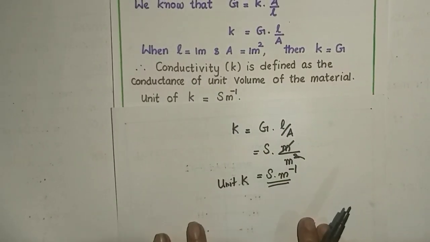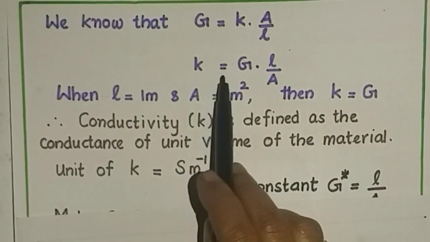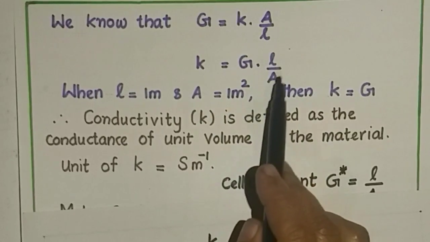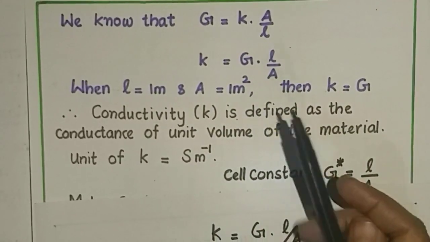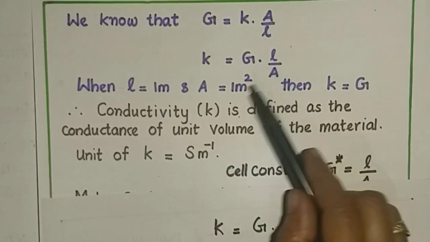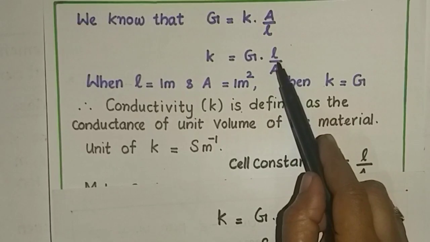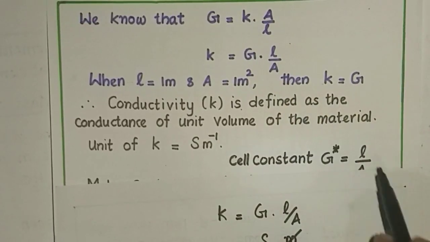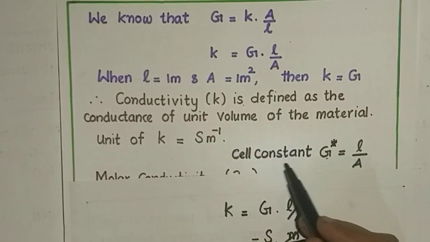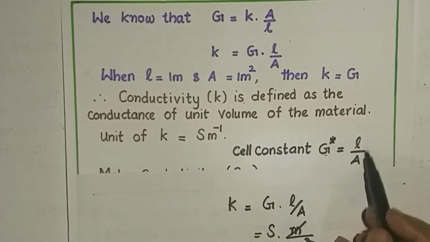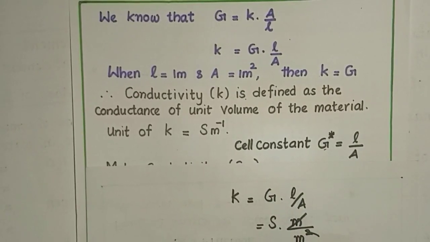Okay. Then here you can see K is equal to G into L by A. For a particular cell, this L by A is a constant. This L by A is known as the cell constant, denoted by the symbol G star. G star is equal to L by A.